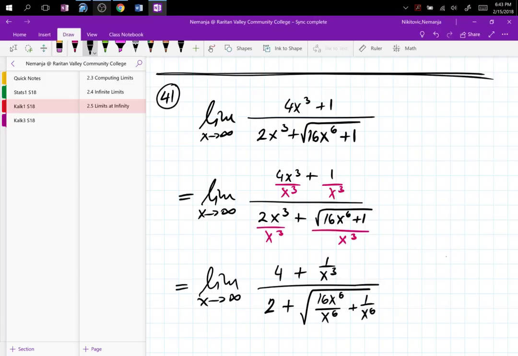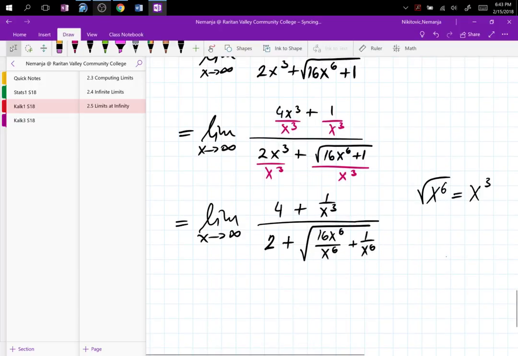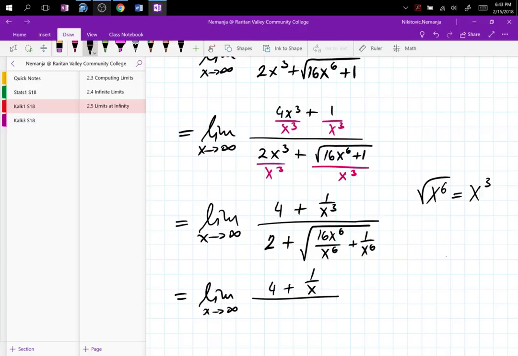What's the square root of x to the 6? X cubed, right? Think about it. And now these guys will cancel. So in the next step, limit x goes to infinity, 4 plus 1 over x cubed, divided by 2 plus square root of 16 plus 1 over x to the 6.